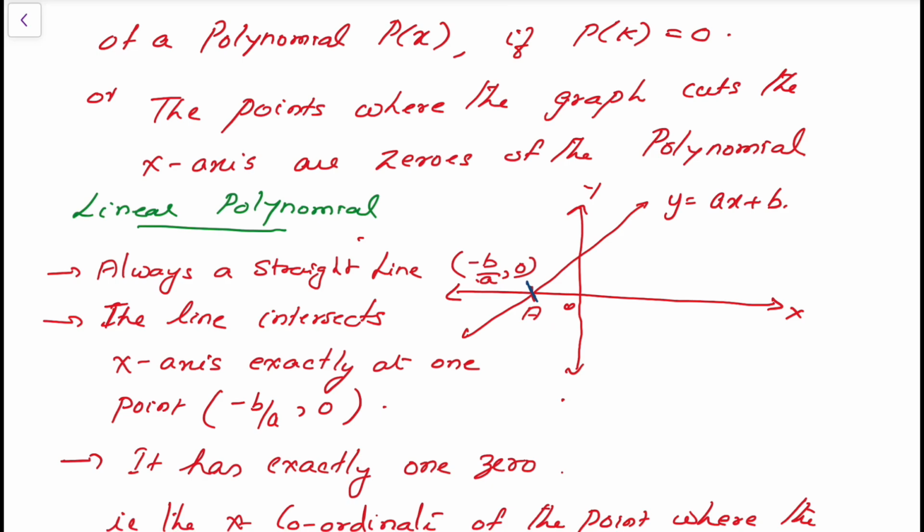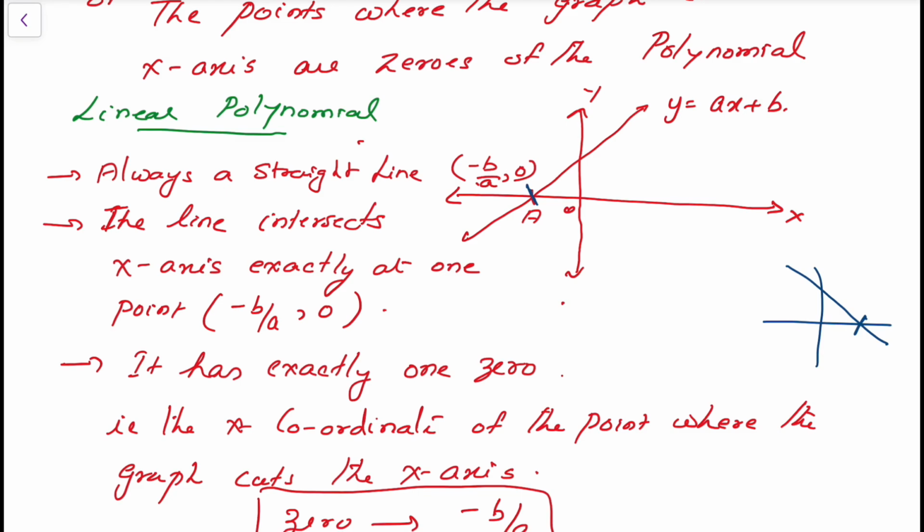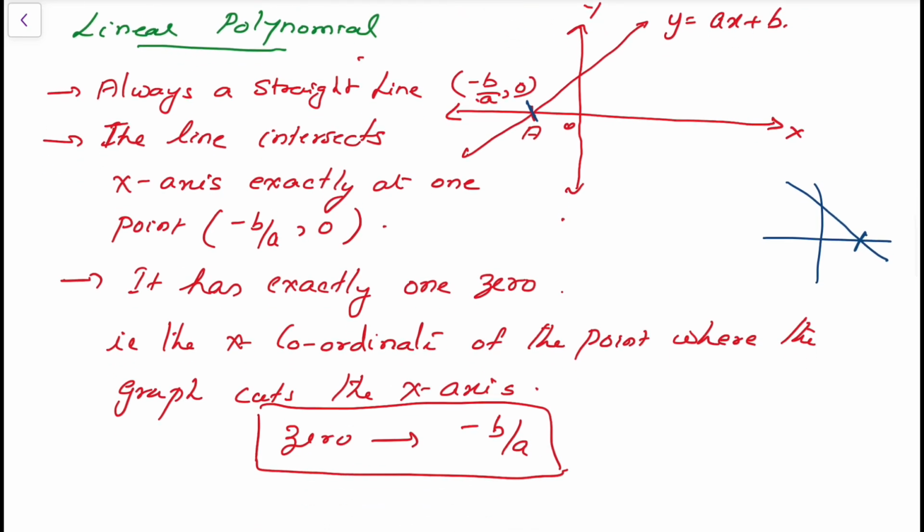This point is what it is cutting. It can be either like this or it can be like this also. So this will be the zero of the polynomial. It has exactly 1 zero. So it definitely will have 1 zero because the line you can keep extending. So it has to cross the x-axis at one point. That is the x-coordinate of the point where the graph cuts the x-axis.